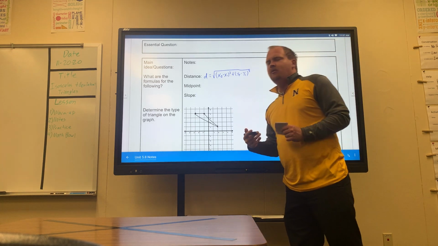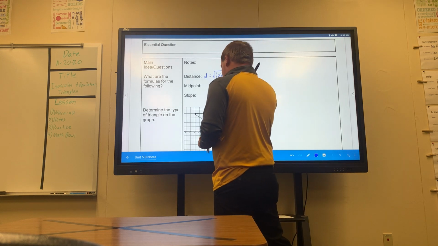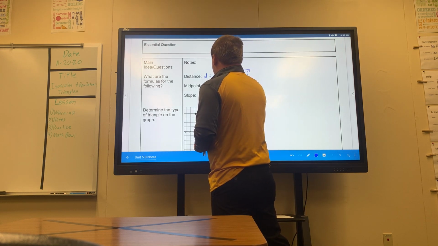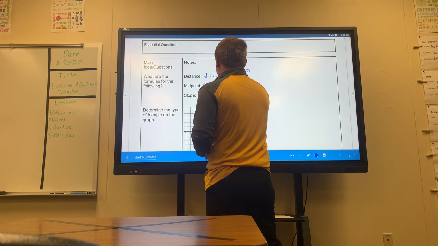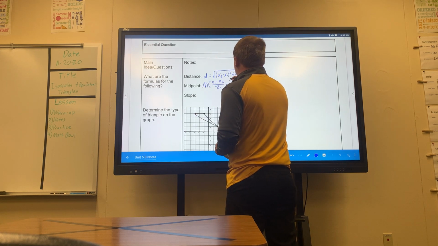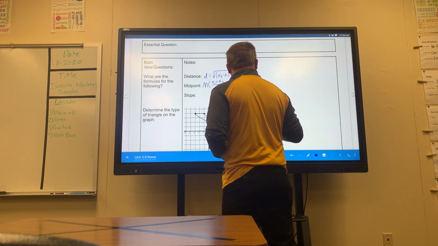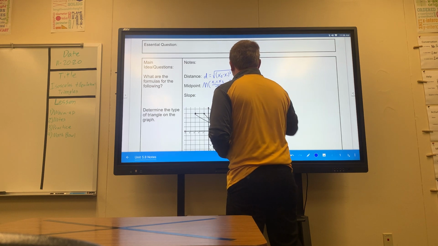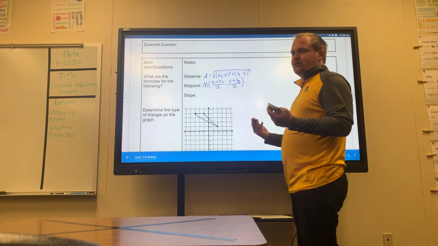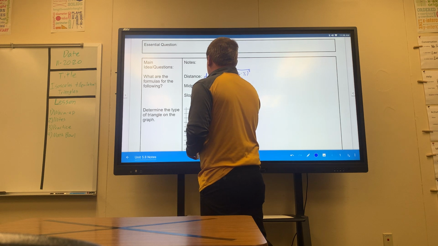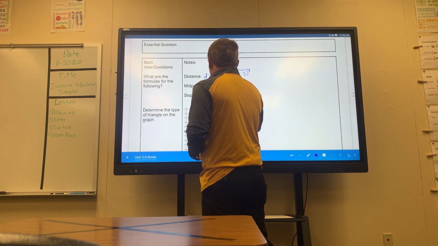Now, we also need to remember midpoint, which midpoint formula is actually x1 plus x2 over 2, comma, y1 plus y2 over 2. So that's our midpoint formula. And we got to also remember slope, which slope is m equals y2 minus y1 over x2 minus x1.